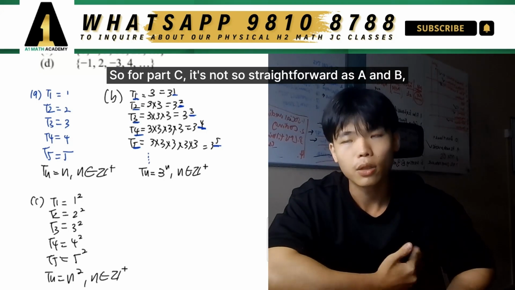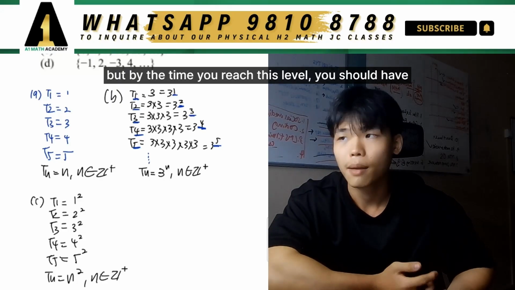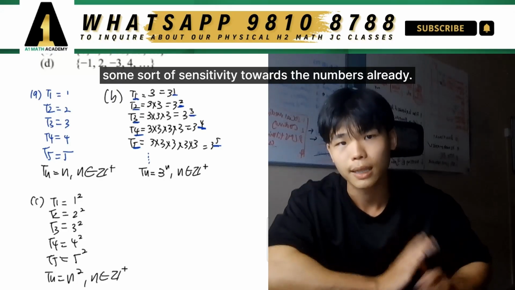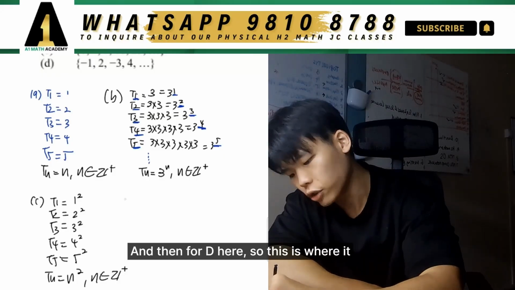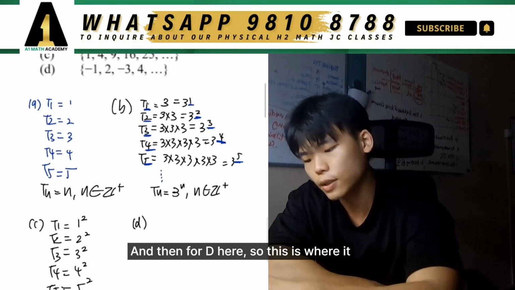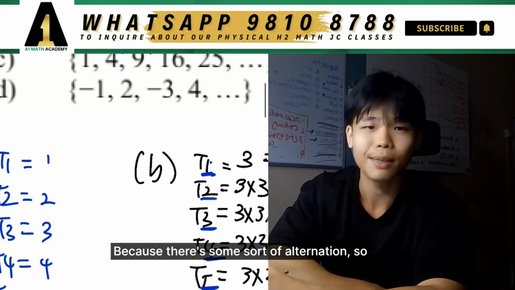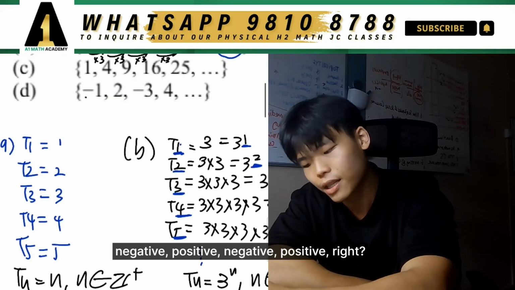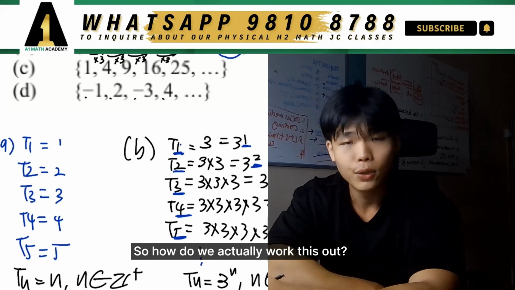So for part C, it's not so straightforward as A and B, but by the time you reach this level, you should have some sort of sensitivity towards the numbers already. And then for D, yeah. So this is where it gets a little bit more interesting, right? Because there's some sort of alternation. So negative, positive, right? So how do we actually work this out?